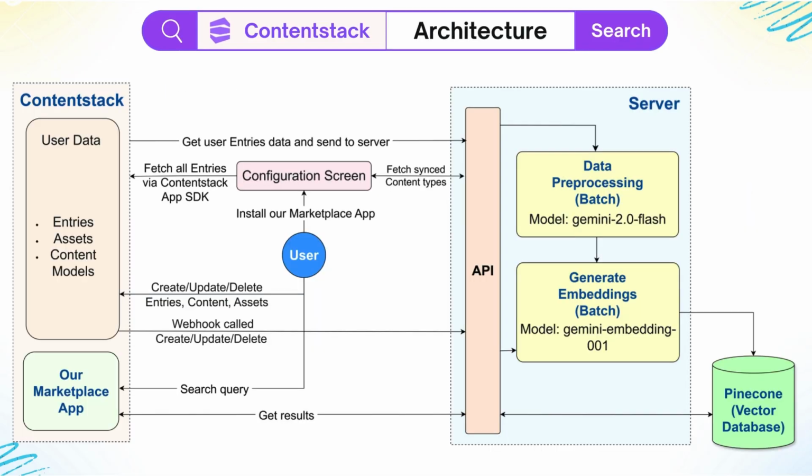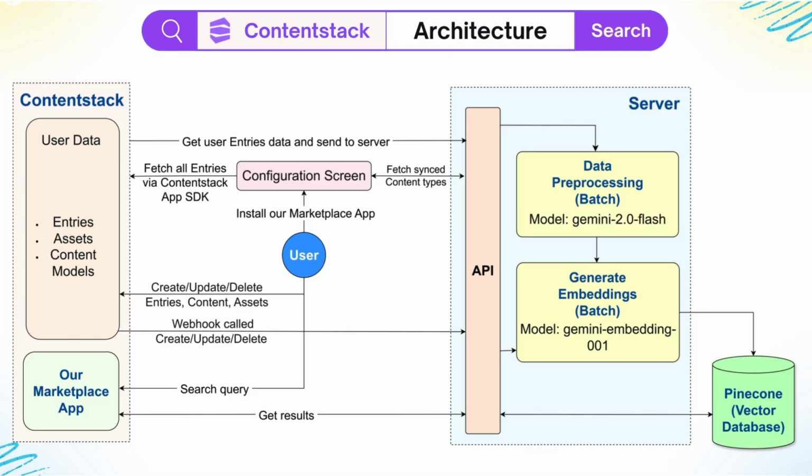Now let's see the architecture of my project. First, the user installs our app, then sees the configuration screen. The app uses the Contentstack App SDK to fetch available content in the user's stack. At the same time, our server is called to check if any content types have already been sent earlier by the user. The user then selects the content types for which they want semantic search and clicks the send button.